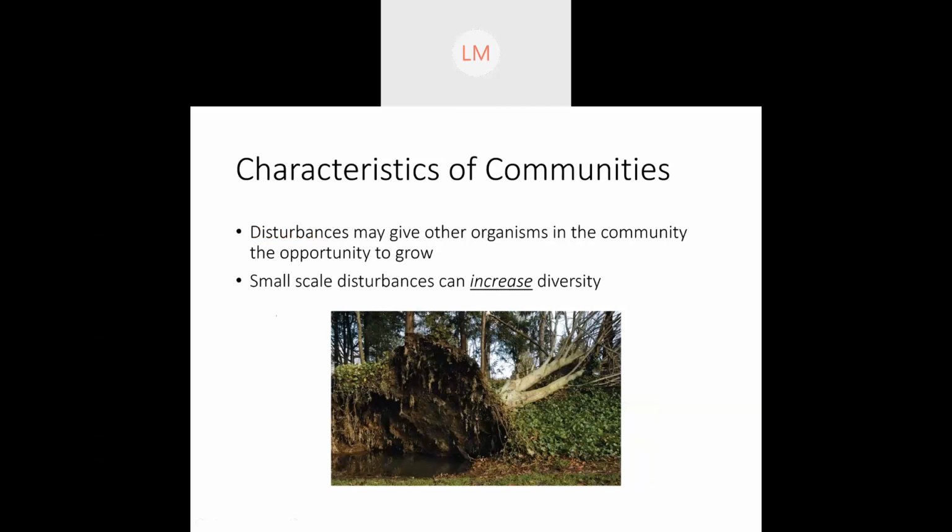So when we have disturbances, sometimes it actually can increase our diversity. We might think that a disturbance would decrease our diversity, right? A fire is a pretty extreme example of a disturbance that is going to decrease our diversity. But if we have a really small scale disturbance, this might actually increase our diversity because it's giving other organisms the opportunity to grow. We have a really large tree, that's just one individual. If that tree falls, it might give the opportunity for multiple organisms of other species to grow and thrive. So those small scale disturbances can actually increase diversity if you think about it that way.